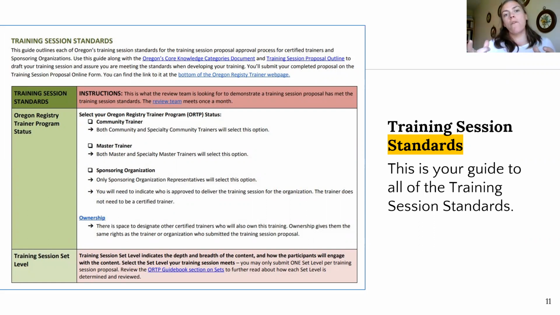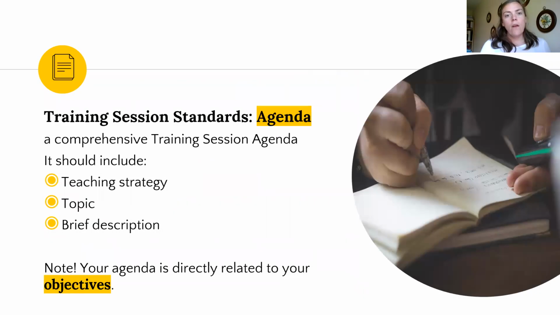And you will do the same thing with your outline, where it'll open up in a new tab and you'll download that for your keeping. So within the standards, you will see one of them is the agenda. And what we ask for in your agenda are a teaching strategy, topic, and brief description. And that helps for each activity that you're doing, and each of those are going to relate to your agenda. So let's spend some time looking at what that means.